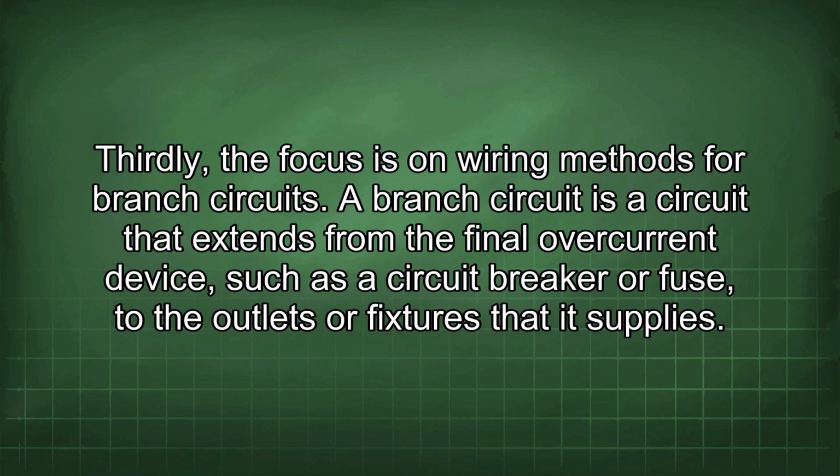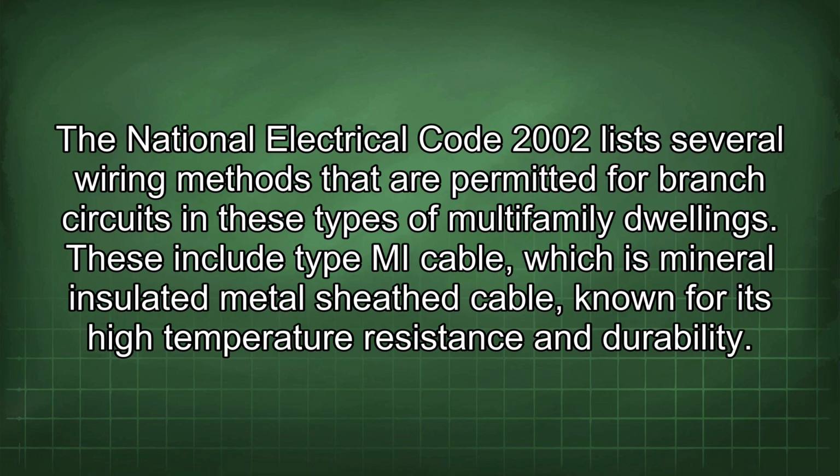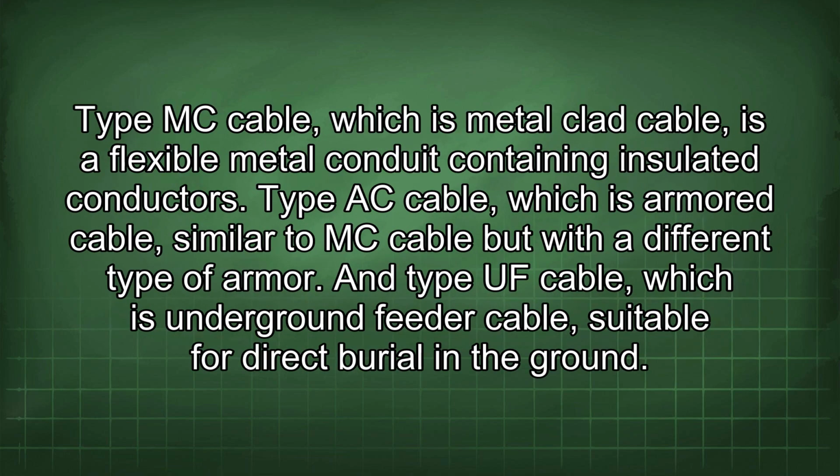Thirdly, the focus is on wiring methods for branch circuits. A branch circuit is a circuit that extends from the final overcurrent device, such as a circuit breaker or fuse, to the outlets or fixtures that it supplies. The National Electrical Code 2002 lists several wiring methods that are permitted for branch circuits in these types of multifamily dwellings. These include Type MI cable, which is mineral insulated metal sheath cable, known for its high temperature resistance and durability. Type MC cable, which is metal-clad cable, is a flexible metal conduit containing insulated conductors.